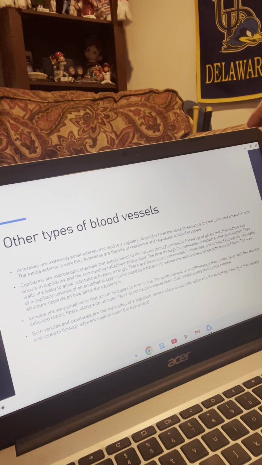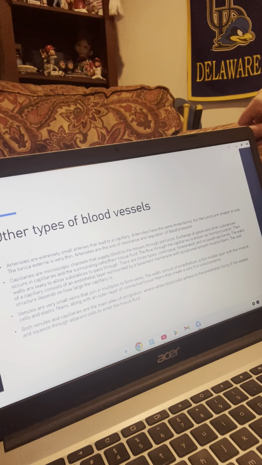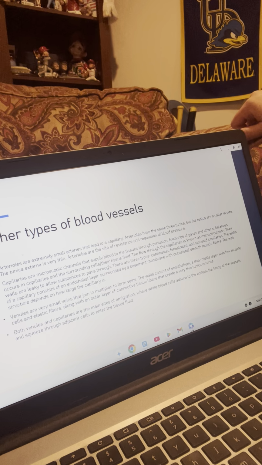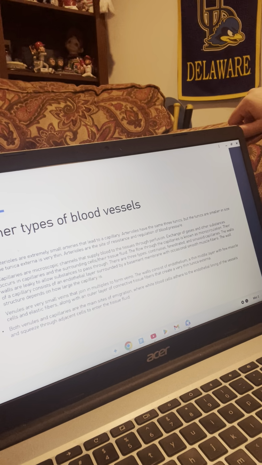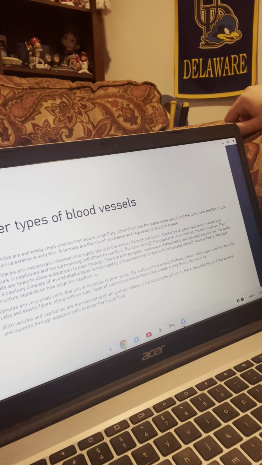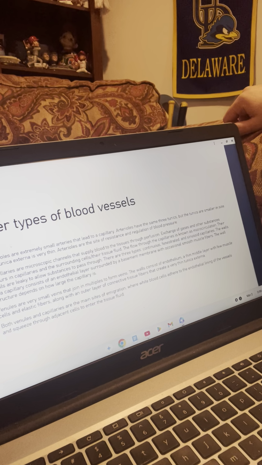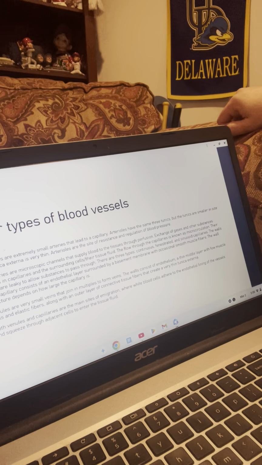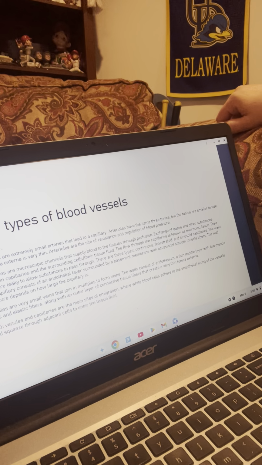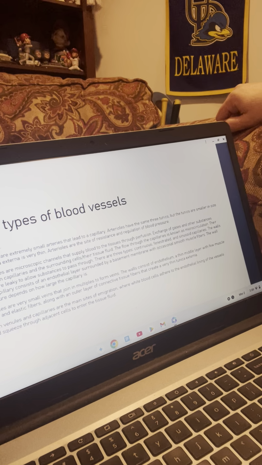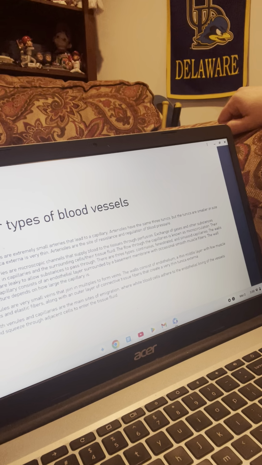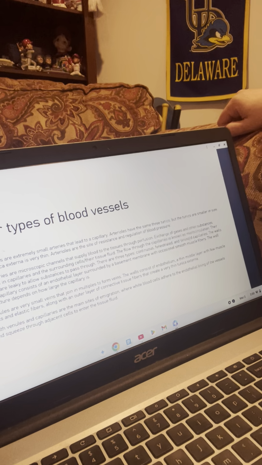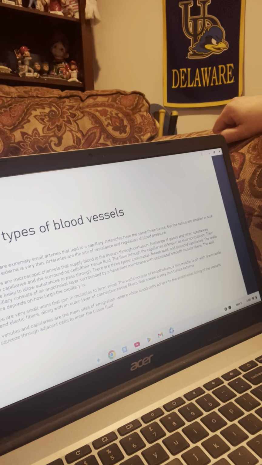It talks about how venules are very small veins, how the walls consist of endothelium, a thin middle layer with few muscle cells and elastic fibers, along with an outer layer of connective tissue fibers that create a very thin tunica externa.